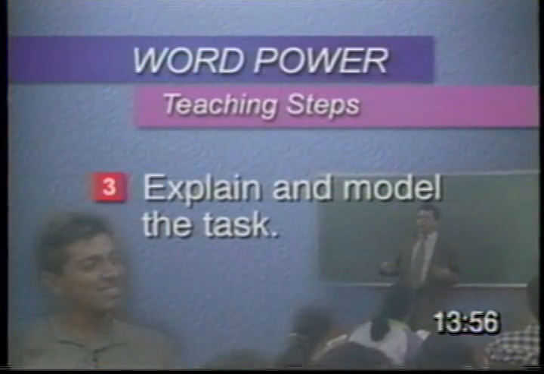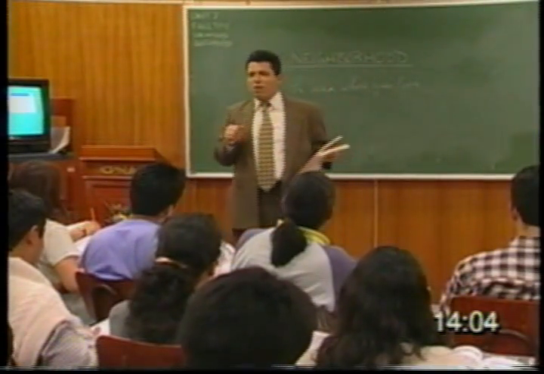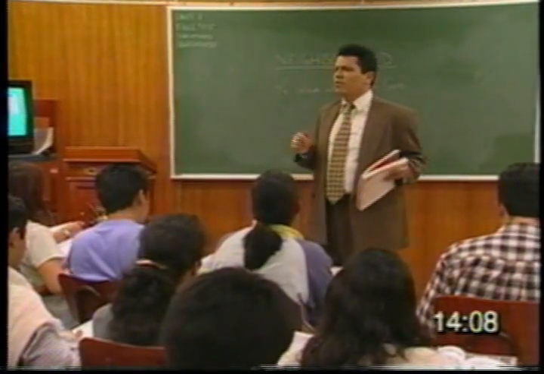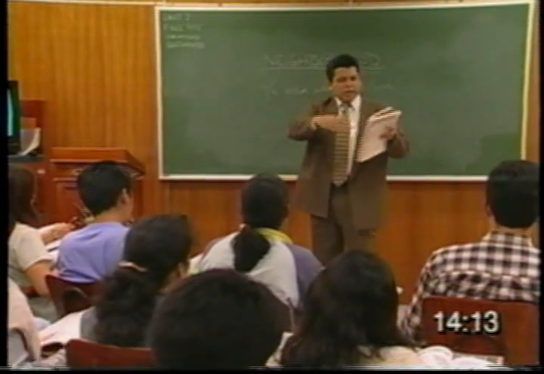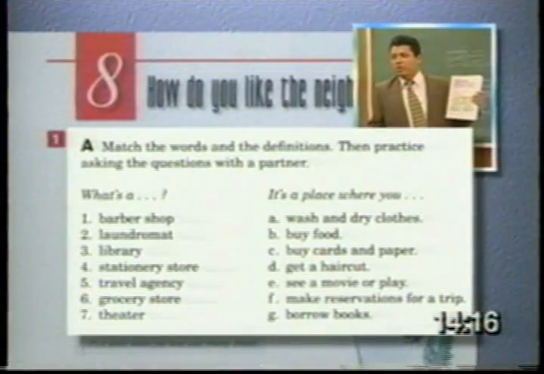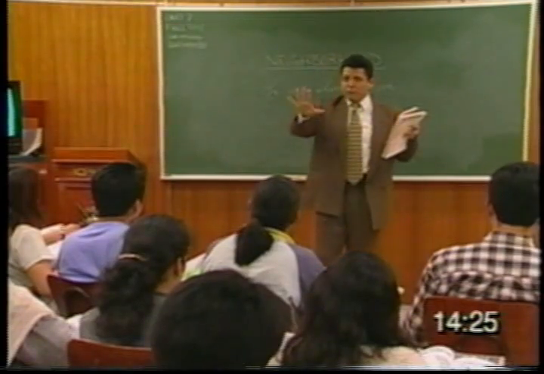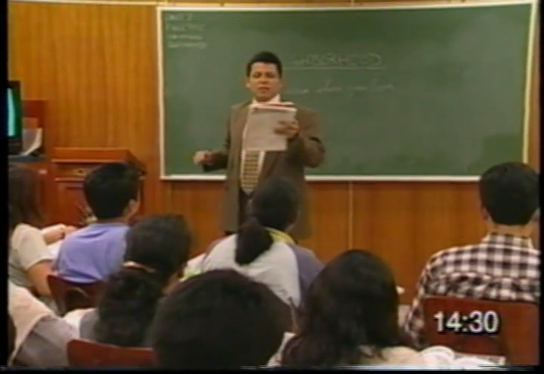Okay. Teaching Step 3. Explain and model the task. Let's see. The question is, what's a barbershop? Everybody, what's a barbershop? Okay, that's the question. Now, let's look at the column, okay, where we see A, B, C, D, E, F, and G. We have some different possible answers. Now, you tell me if it's a yes or no, okay? I'm going to give you the answers, and you tell me if it's the right one or it's not the right one.